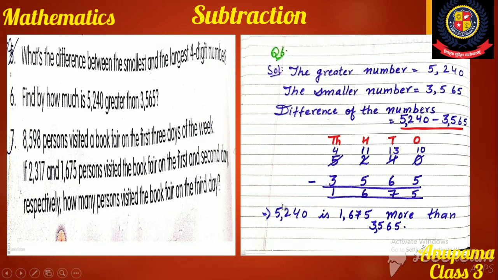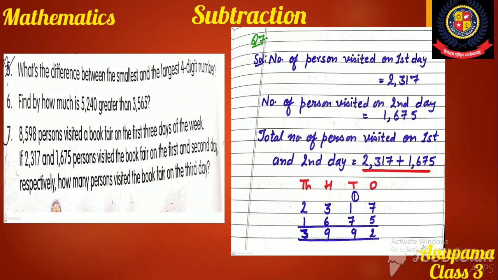So when we subtracted 3565 from 5240, we get the difference 1675. So 1675 is more than 3565. How much more than? Yes. So 5240 is 1675 more than 3565. So it was question 6. Now question 7.